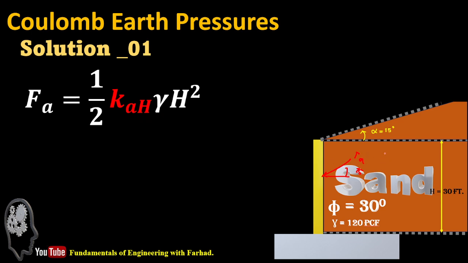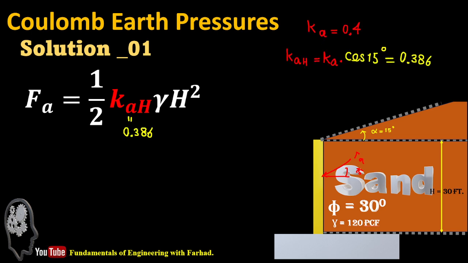So that gives us FA. If our KA is 0.4, KA horizontal is just KA cosine 15. And so if this one is 0.40, you just multiply it by cosine of 15, it just gives you 0.386, and that's our KAH.